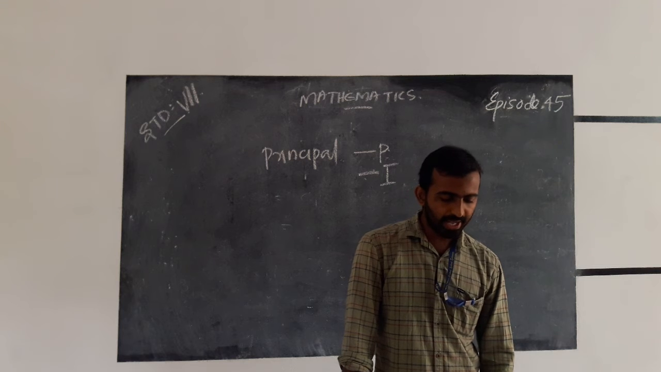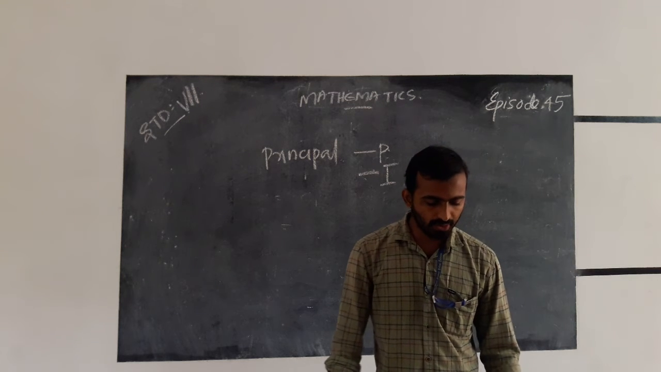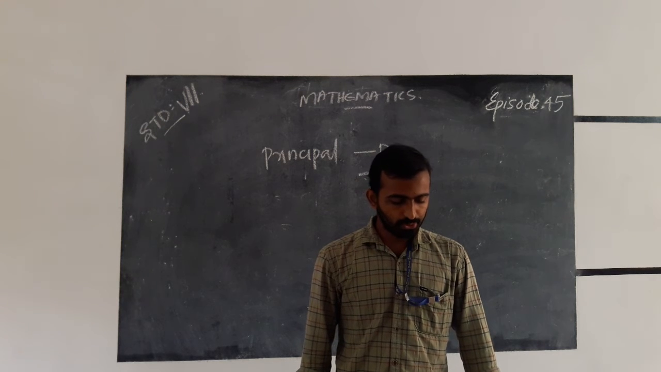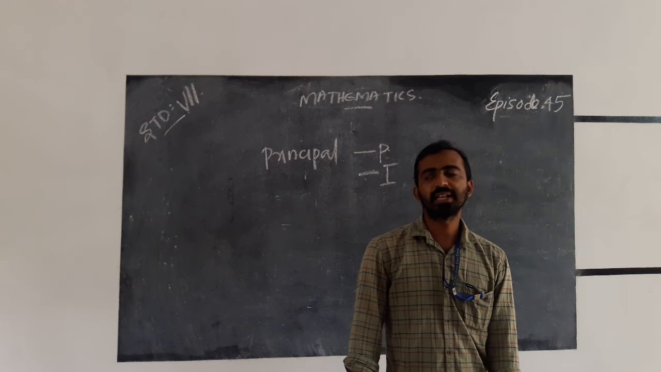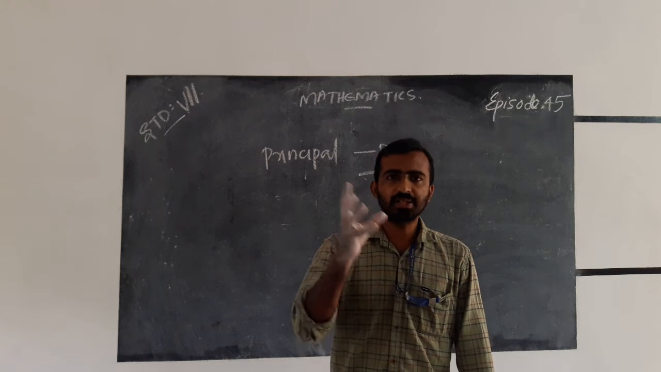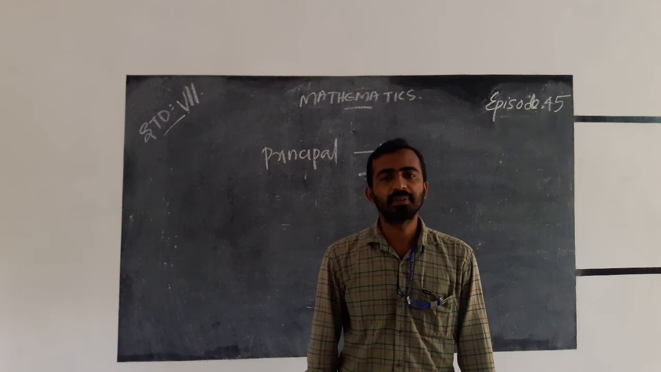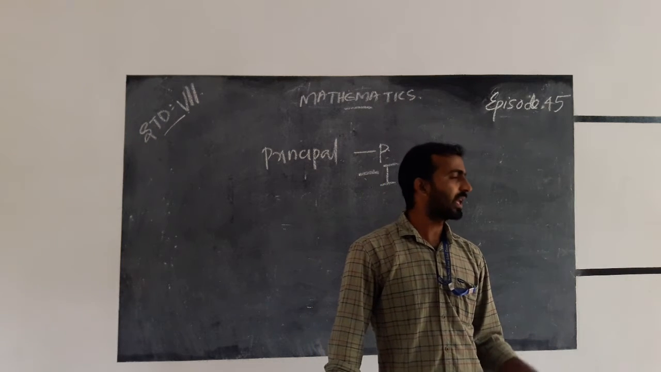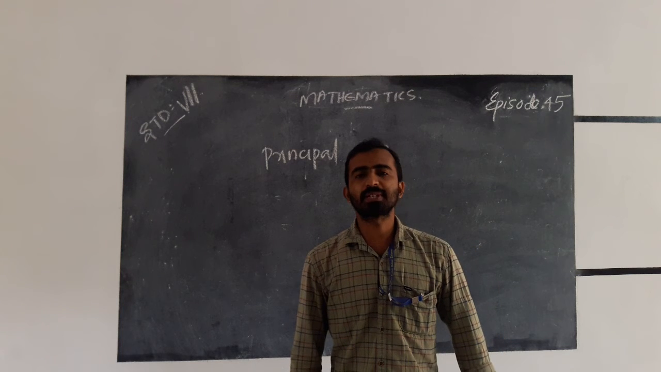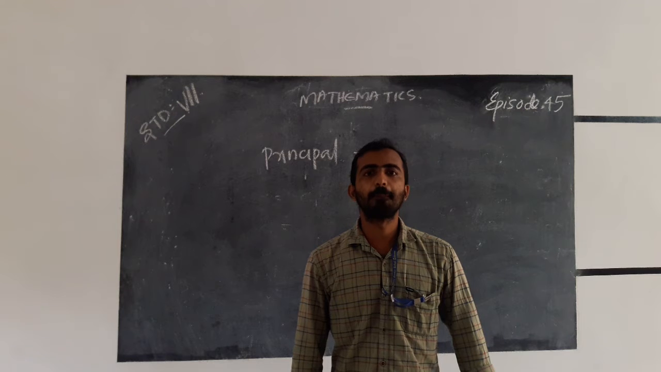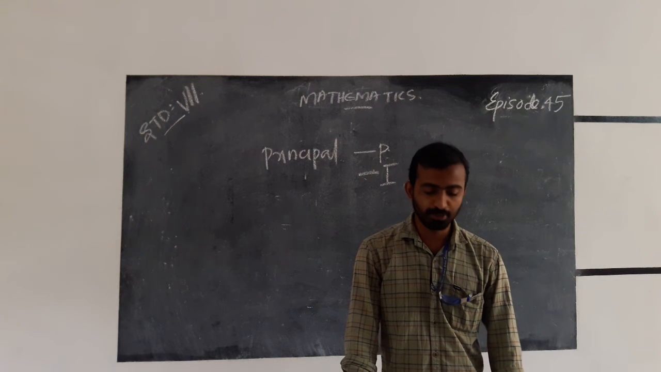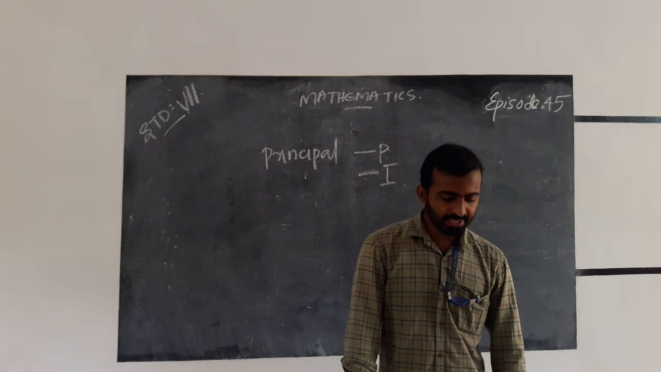And the third one is amount. We can find the amount we have to pay at the end of the year by adding the above two. When we deposit some money and at the end of the year we withdraw it, the total amount is interest plus principal, or principal plus interest.